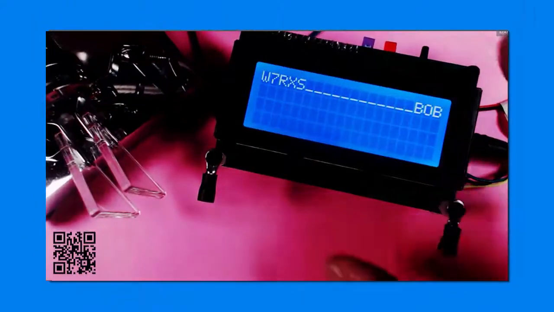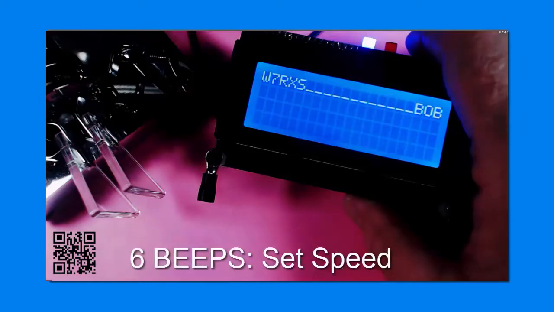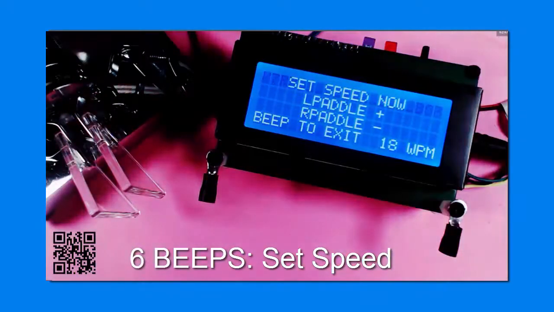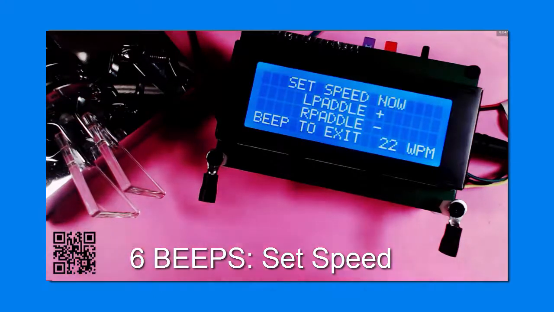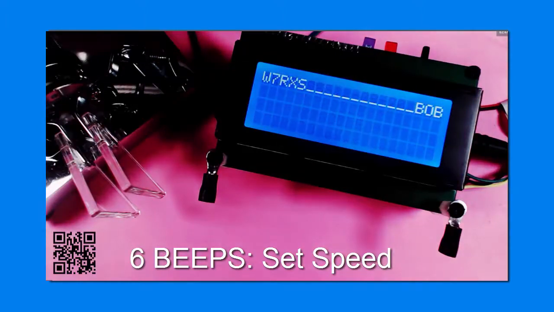If you need to adjust your speed, hold the function key down for 6 beeps. Then you'll be able to adjust your speed with the paddles on your keyer. A single beep will set the speed. You will actually be transmitting the letter V over the air while you do this, so your contact will know you haven't really disappeared and will understand that you are making adjustments.